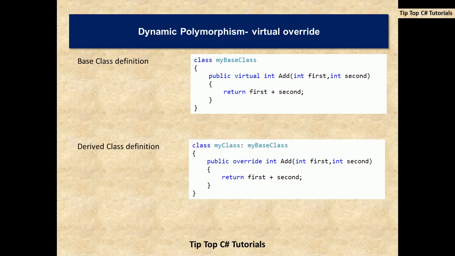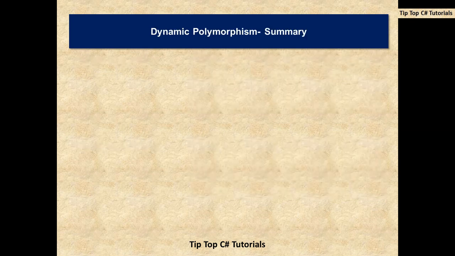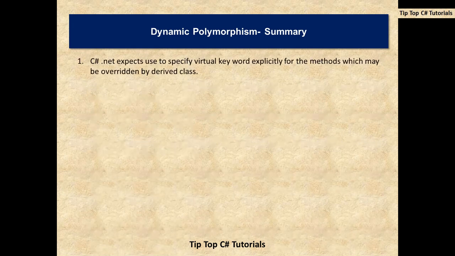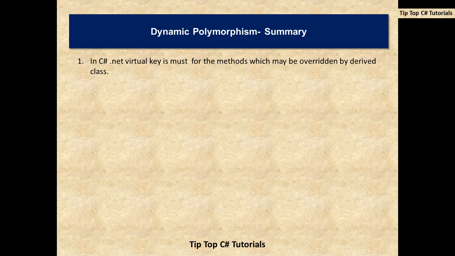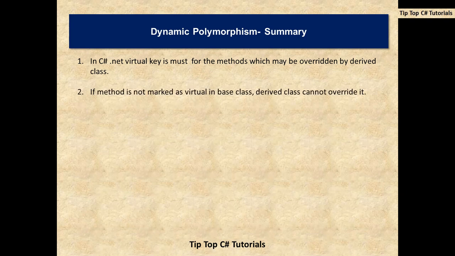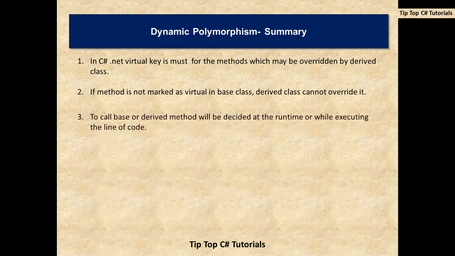As I have seen already, the base class has to define a method with the virtual keyword, whereas the derived class has to override the existing method with the override keyword. Let's try to summarize whatever we have already understood. In C#, .NET, the virtual keyword is a must for the methods which may be overridden by a derived class. If you are not specifying the virtual keyword for the methods, then the derived class will not be able to override them. If a method is not marked as virtual in the base class, the derived class cannot override that one.